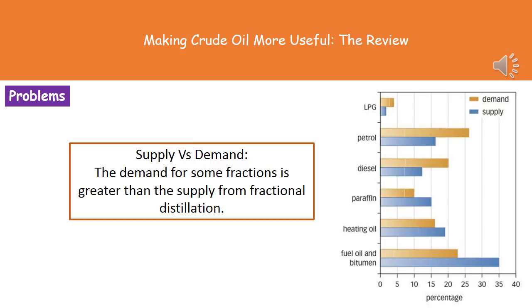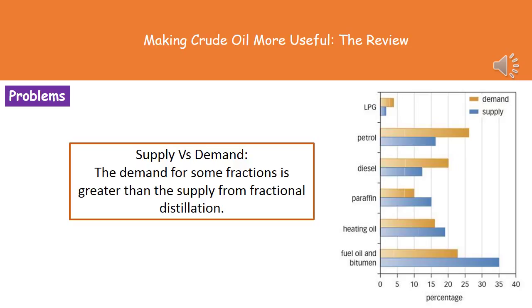Our next problem is the whole issue of supply versus demand. So what we'll find is that the actual demand for some of these fractions is much greater than the supply we get from fractional distillation. So if you have a look at the little graph on the right there, it gives you the percentages of all those different fractions. The orange bar is the demand and the blue bar is the supply.